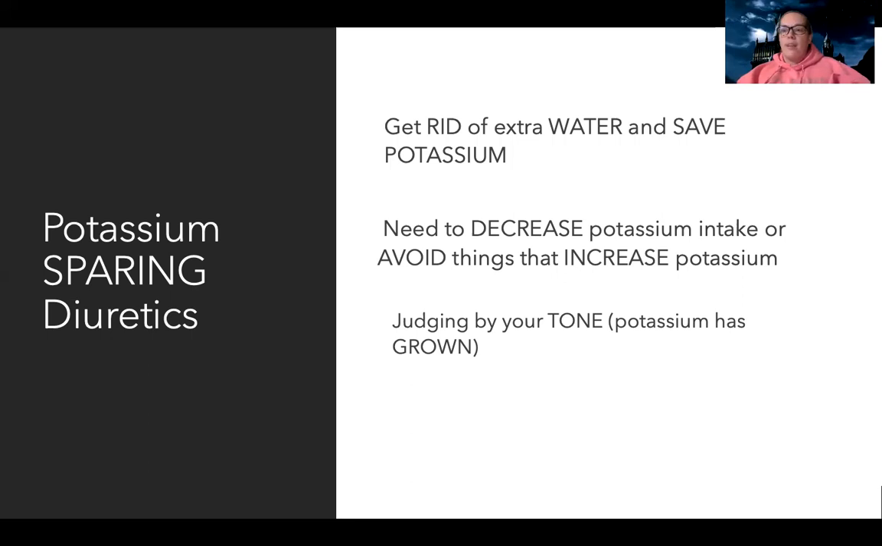The big one in this class that you commonly see given is called spironolactone. So judging by your tone, your potassium must have grown. So that's a little mnemonic for you.